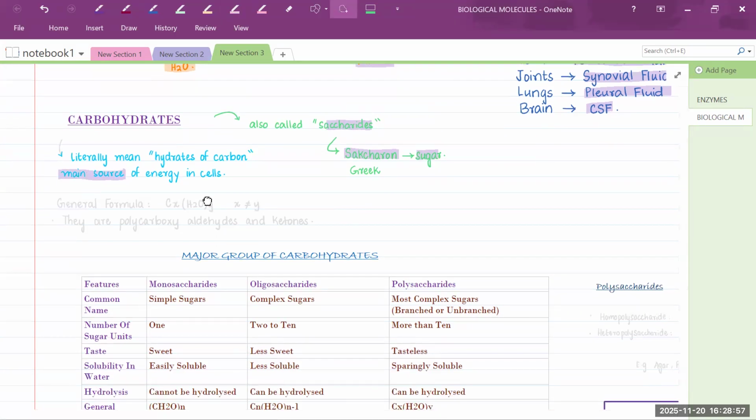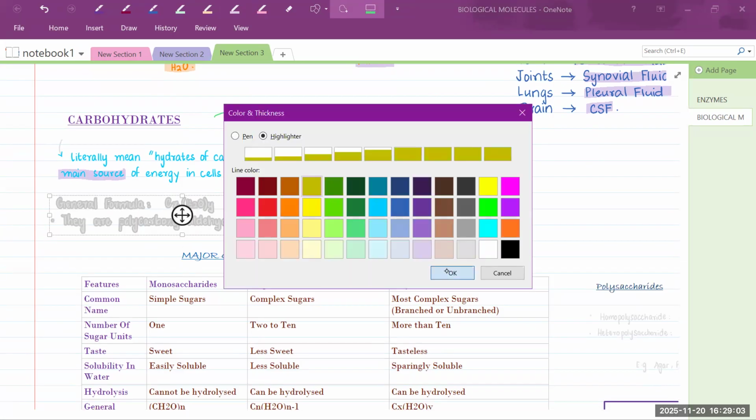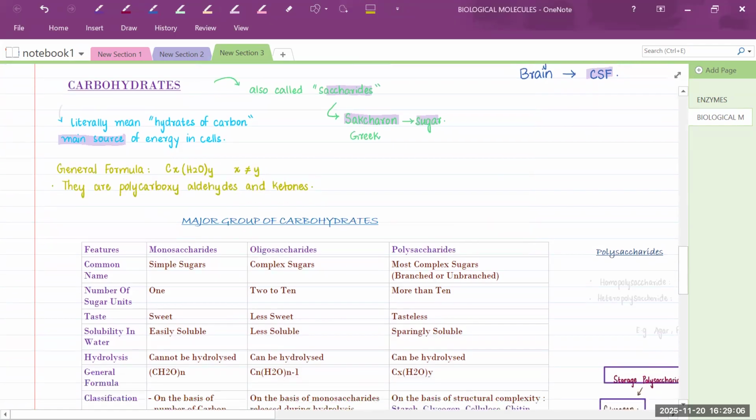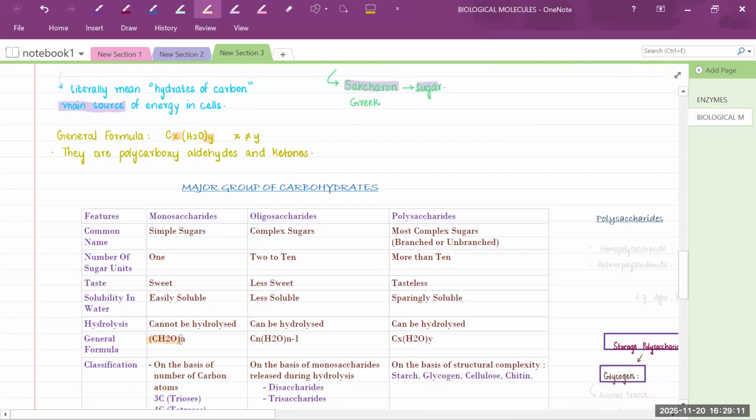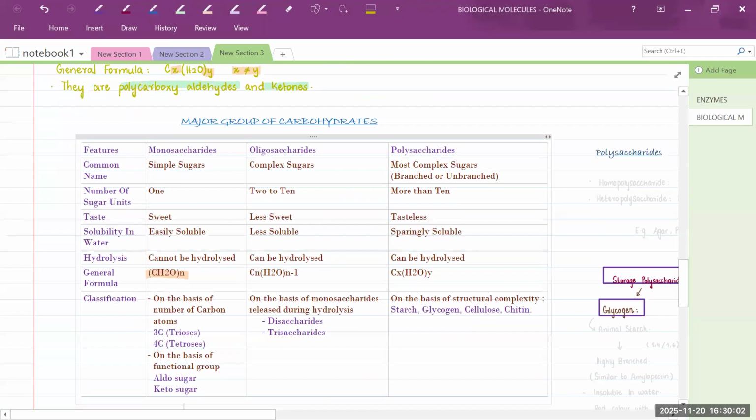The general formula for these is CxH2Oy, and we have written down here x and y separately because we'll see in monosaccharides here you can see we have CnH2nOn. That means carbon and oxygen have the same number of atoms, but in this one x and y are not the same. Further, carbohydrates are also known as polyhydroxy aldehydes and ketones, and we'll see examples for these later on when we discuss monosaccharides in detail.